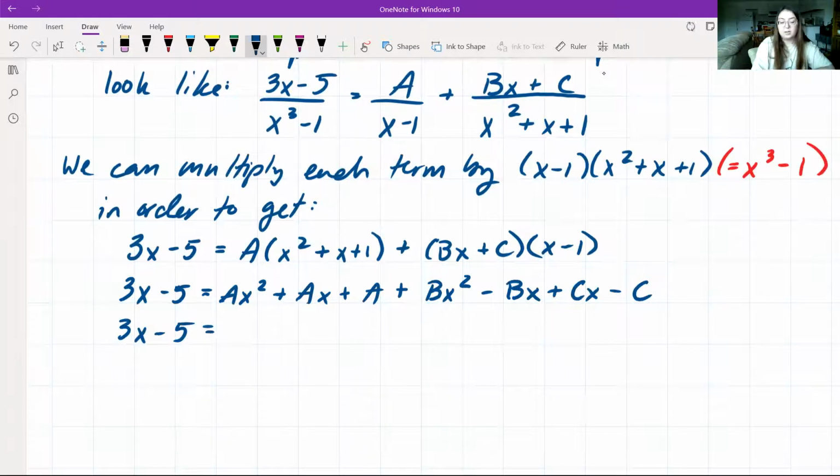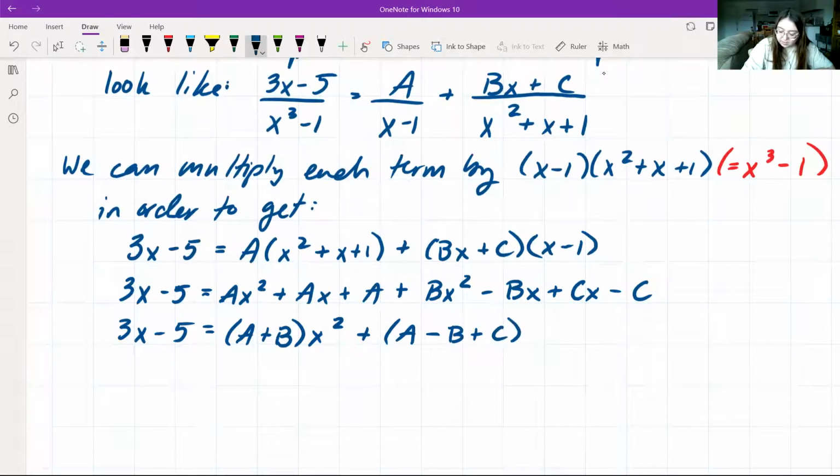Now we can regroup them in the terms that they are in. So we have A plus B times x squared, plus A minus B plus C times x. And then lastly, we have plus A minus C. So now we've grouped them with their corresponding degrees of x.